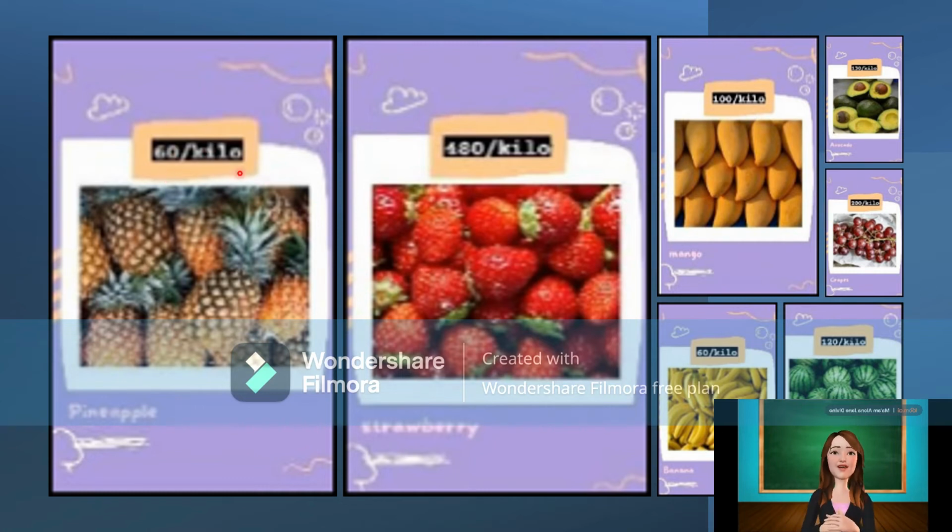Pineapple, 60 per kilo. Mango, 100 per kilo. Banana, 60 per kilo. Watermelon, 120 per kilo. Strawberry, 480 per kilo. Avocado, 130 per kilo, and grapes, 200 per kilo.